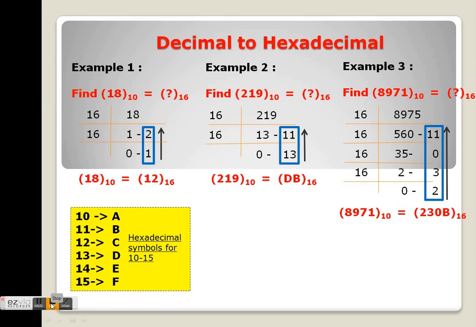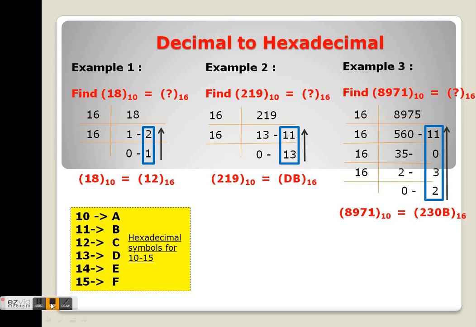So in this case, we divide the number by 16 and we note down the quotient and we also note down the remainder. For the next step, the quotient becomes the number and we apply the same procedure. This procedure is repeated until the value of the number becomes 0. Let's now take a few examples to understand this. In example number 1, we want to find the hexadecimal equivalent of 18. So in this case, we divide 18 by 16 and we get 1 as the quotient and 2 as remainder.